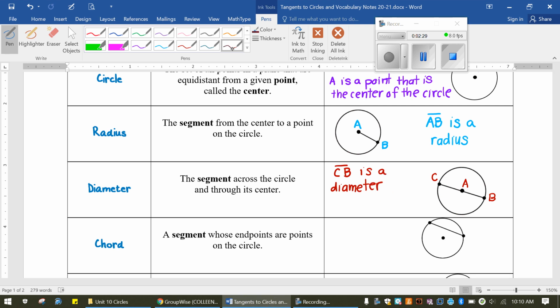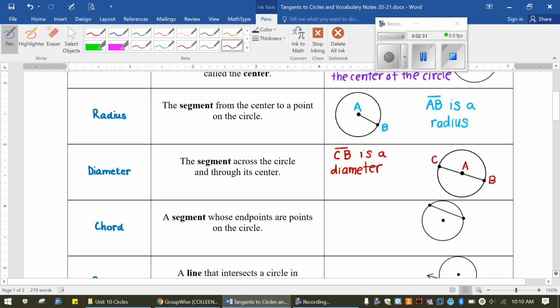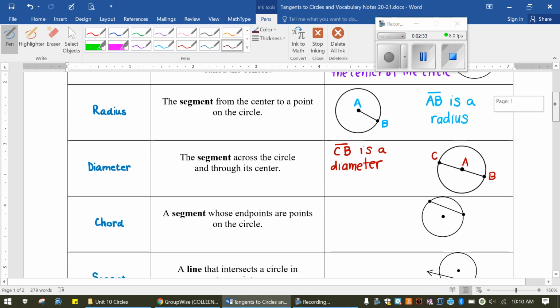Okay, next one is a chord. A chord is another segment. Just like a radius is a segment, a diameter is a segment, a chord is a segment. This one is different though because it does not touch the center. Okay, still has endpoints that are on the circle, but it does not go through the center. Okay, so we're going to name these two endpoints D and F. Okay, so DF is a chord.